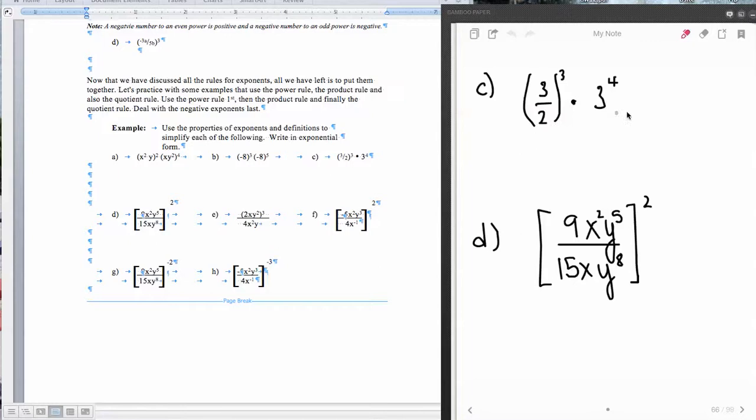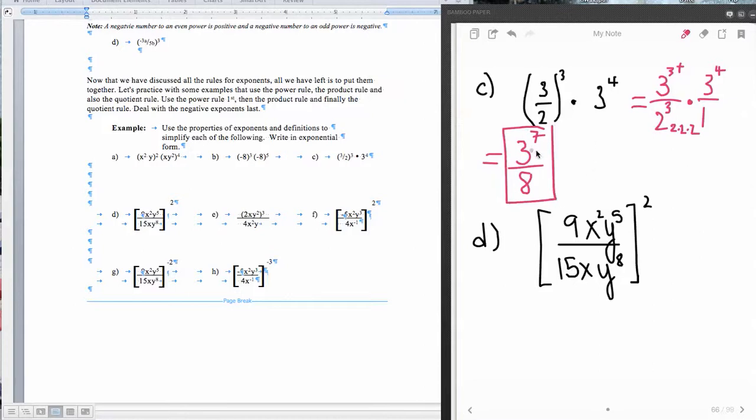So this one says 3 halves quantity cubed. So that's 3 cubed, so 3 to the 3rd power over 2 cubed, 2 to the 3rd power, and that's multiplied by 3 to the 4th power, and I'm just going to put that over a 1. Well, in the numerator, I'm multiplying like bases 3, and so I'm going to add their exponents, 3 plus 4, which is 7. And then in the denominator, 2 cubed, I am going to actually multiply that out because that one is a small enough number that I know. So this is 3 to the 7th power over 8. And that's how I'm going to leave it because 3 to the 7th power is such a huge number.